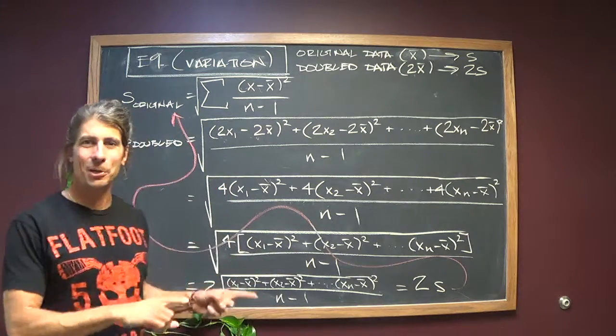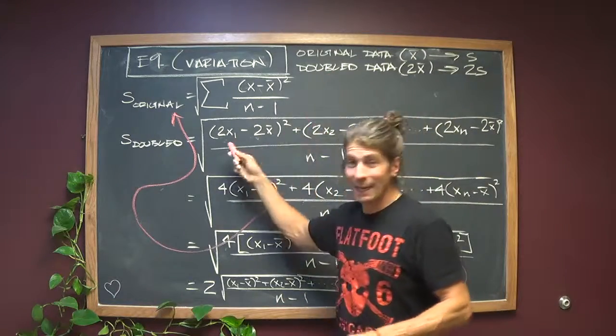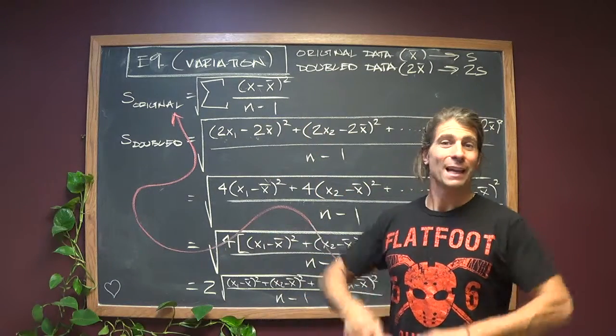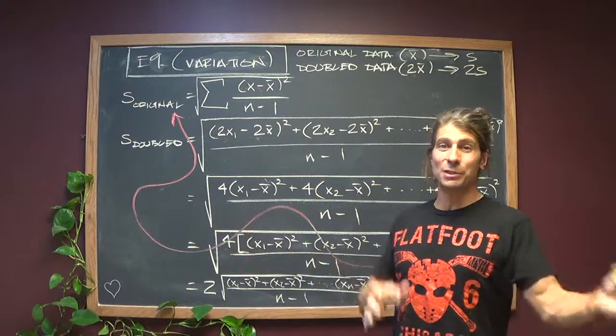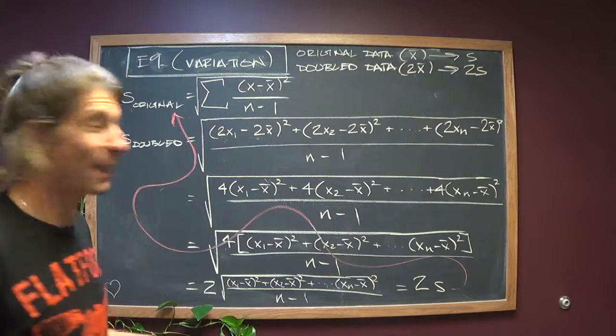to what we wanted to show in the first place: that the standard deviation of the doubled data, measured from their average, is simply equal to twice the standard deviation of the original data. Boom. There we go. We got it. Hopefully that makes perfect sense.